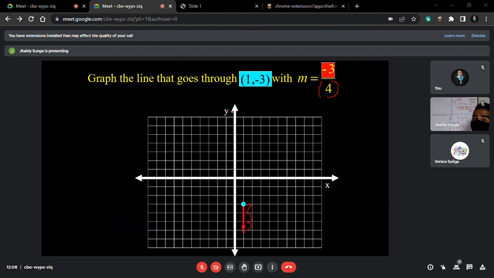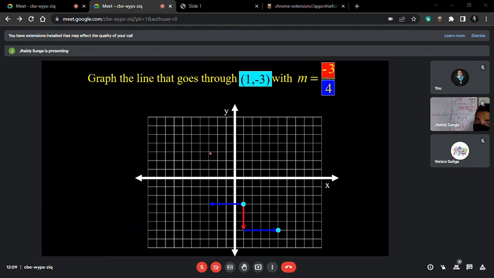So we will be running 4 times what? To the left, to the right? To the right, because it is positive. So 1, 2, 3, 4. So the point will be in here. No? Okay? Alright, so we have the point in here.